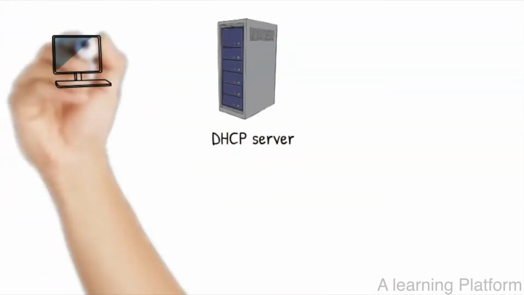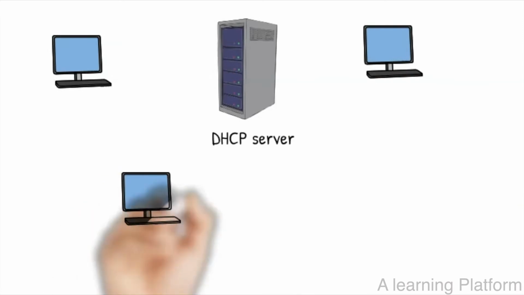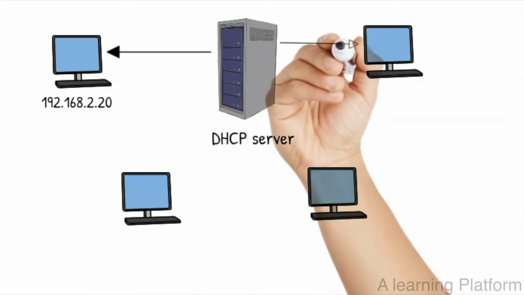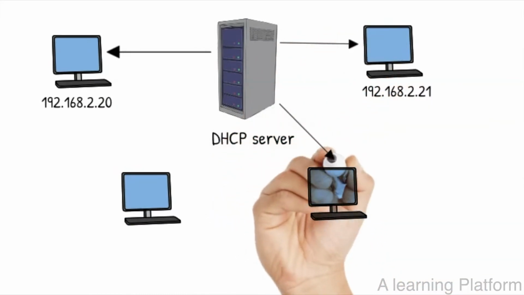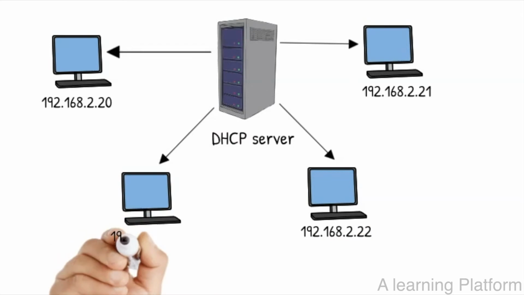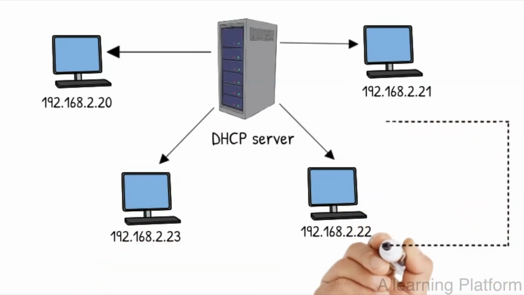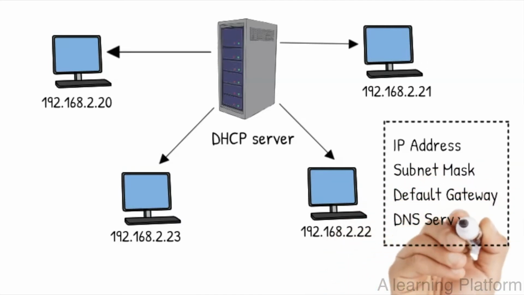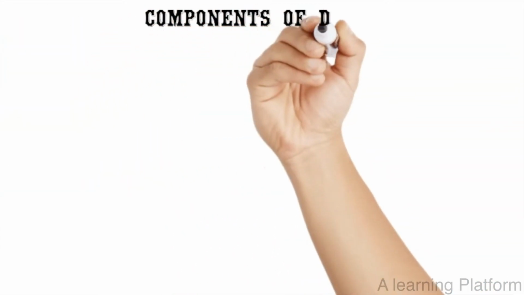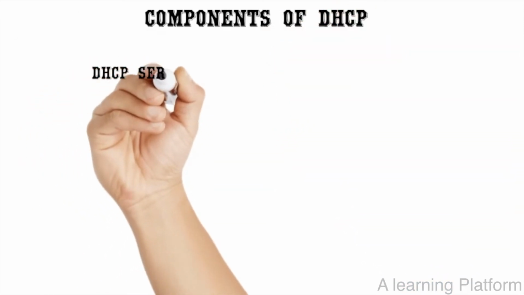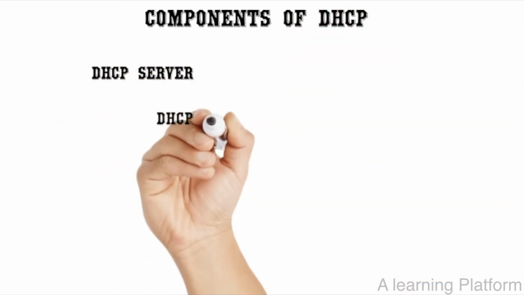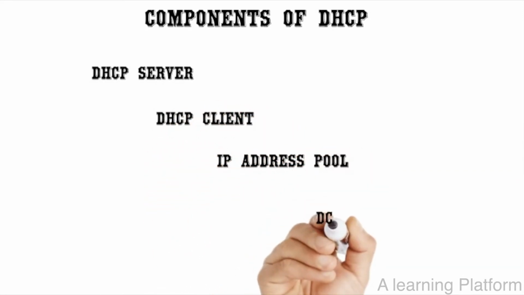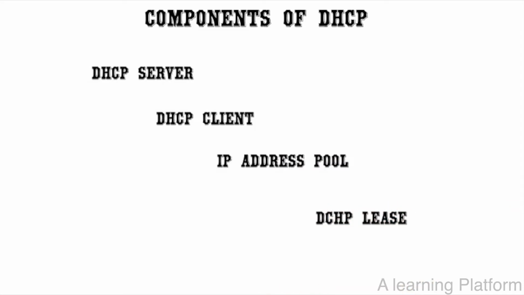Another option is to assign IP addresses dynamically, which is what DHCP does. With a DHCP server, we can assign computers unique IP addresses. Apart from that, the DHCP server can also take care of assigning the subnet mask, default gateway, and DNS server. Let's first understand the components of DHCP: DHCP server, DHCP client, IP address pool, DHCP lease.